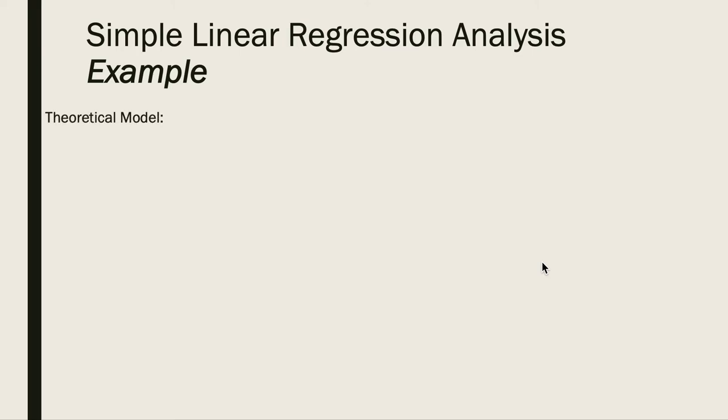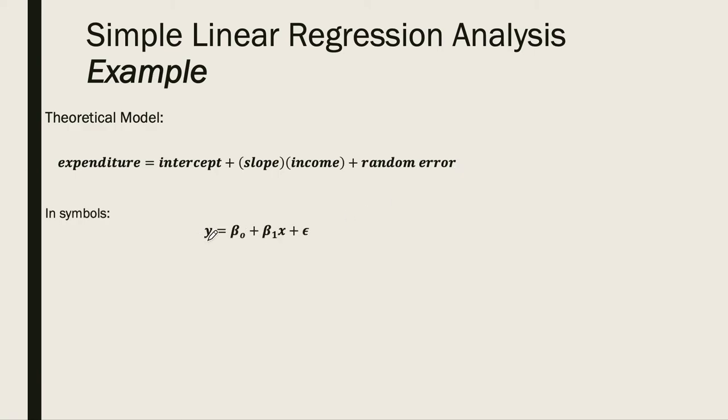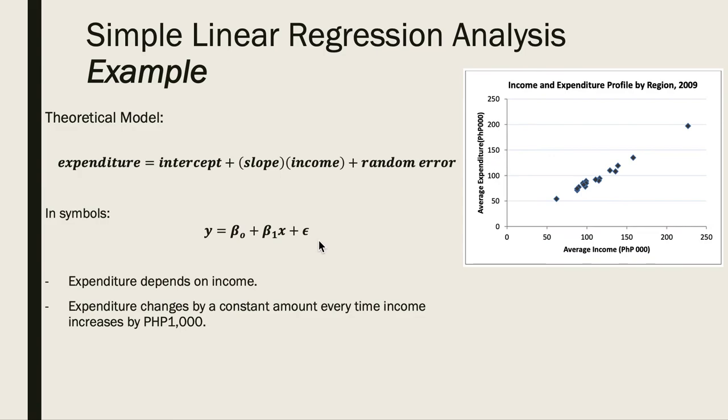Further, we can categorize this given graph into a theoretical model. So we can say that the expenditure is equal to the intercept plus the slope times the income plus some random error, of course. So there will be some errors that are very random. So in symbols, we can write that as this: y, the expenditure, is equal to the intercept plus the slope times the income, which is our other variable, our independent variable, and some random error.